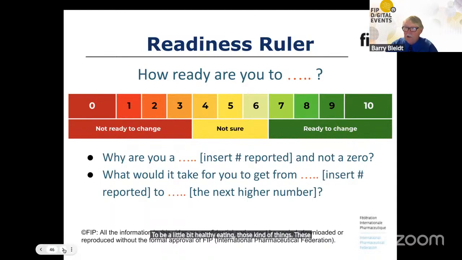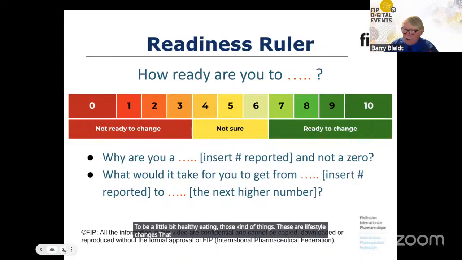These are lifestyle changes that require us to be involved. Okay, the next slide.